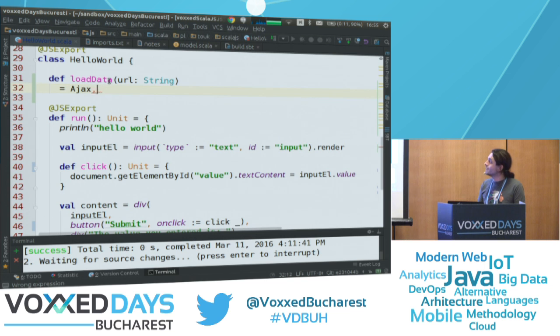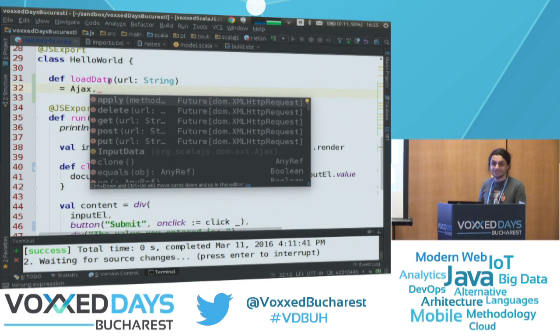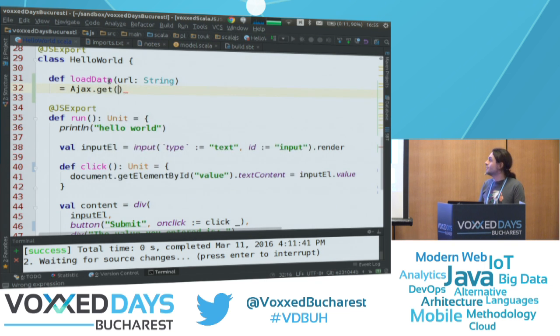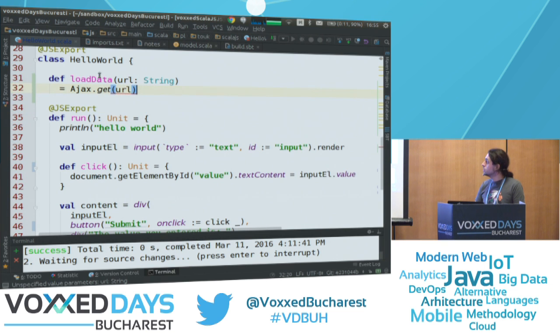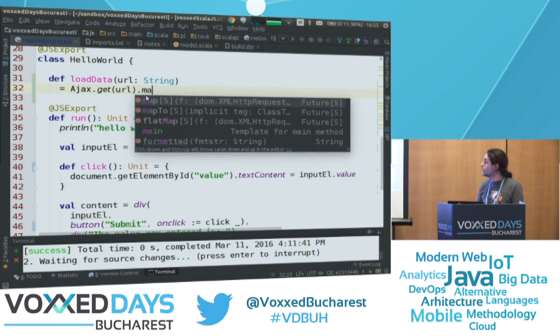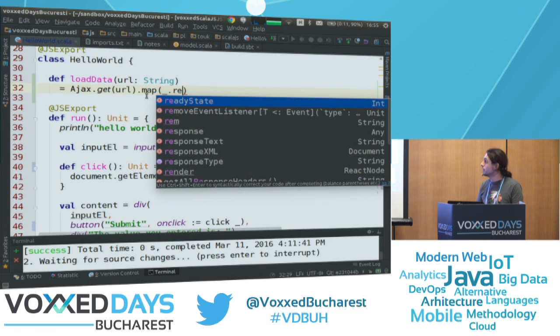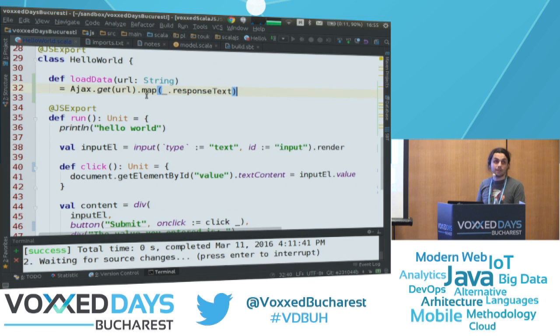So it turns out that there's an AJAX object. We can invoke the get method on that. And what do we get? I don't know if you can see this, but this is a future of DOM result. And this is a normal Scala future. So we can invoke normal methods on that. When the invocation completes, we can extract the text.